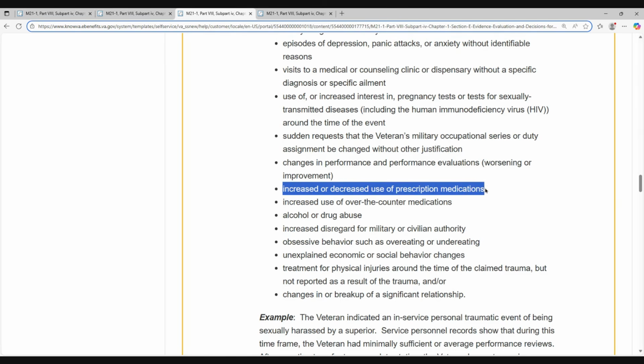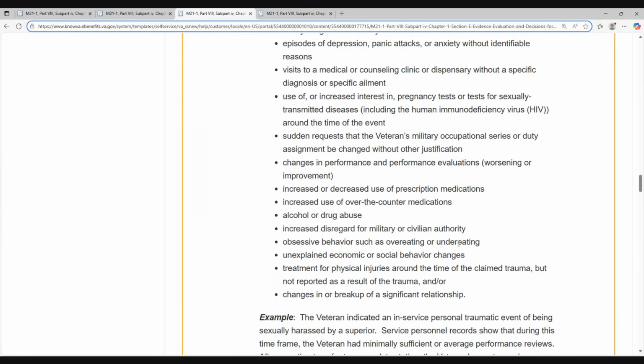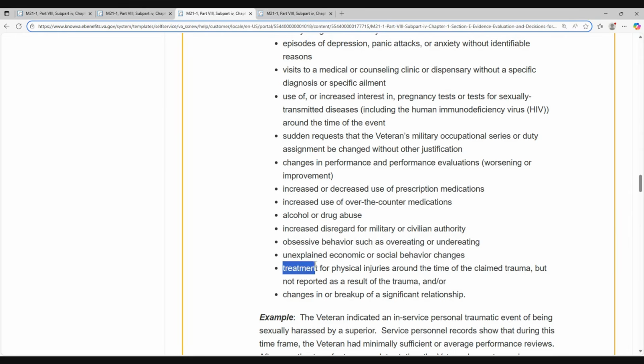Increase or decrease in the use of prescription medications, increased use of alcohol or drug abuse, increased disregard for military or civilian authority. So if you started getting Article 15s after the time period of the stressor, that's a thing. It doesn't have to be related to the stressor at all, to the person on person crime or the personal trauma. It can just be that you started acting out and getting in more trouble. Obsessive behavior such as overeating or undereating, unexplained economic or social behavioral changes. And this is very subjective. This could be brought by other people.